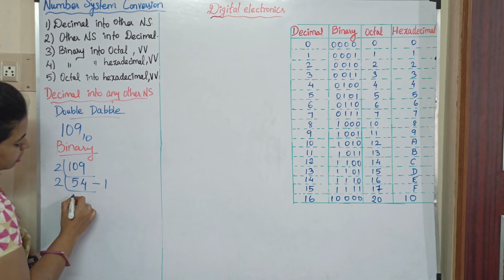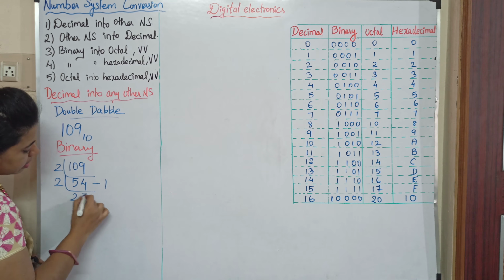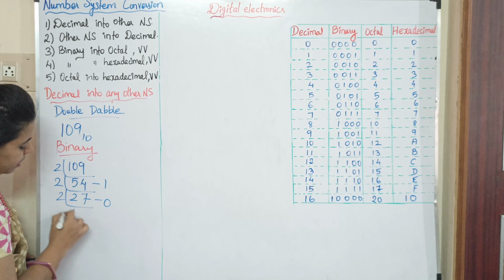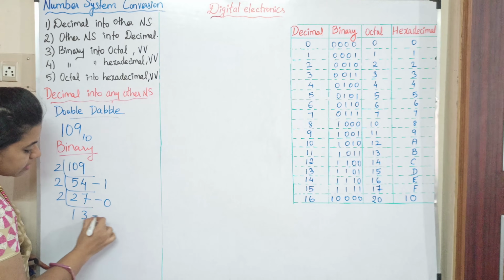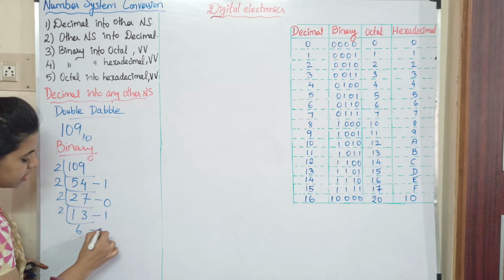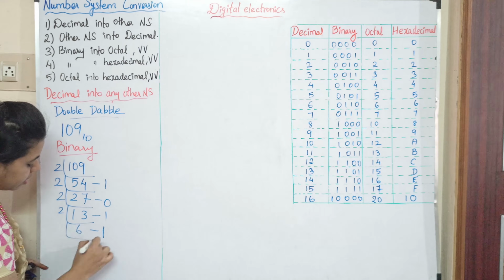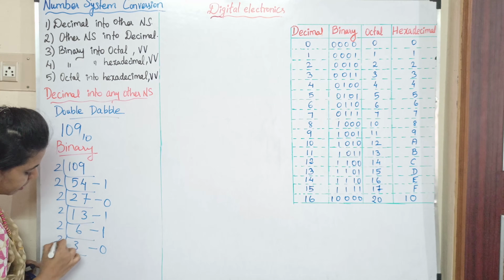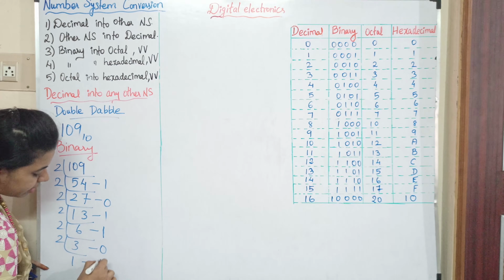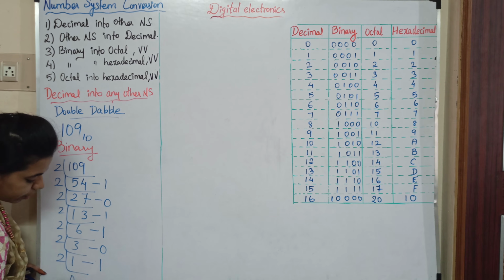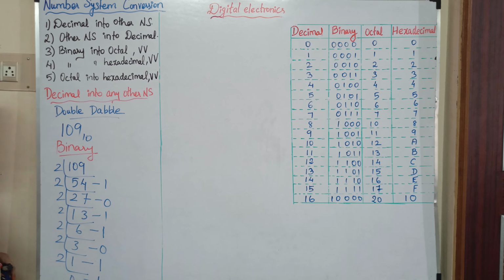Next again 2 2s are 4, 7 2s are 14. Here there is no remainder. And again 1 2s are 2, 3 2s are 6. Here remainder 1. Then 6 2s are 12, remainder 1. 3 2s are 6, remainder 0. 1 2s are 2, remainder 1. And again 0 into 2, 0, remainder 1. Here we got the quotient value 0. So we can stop here.